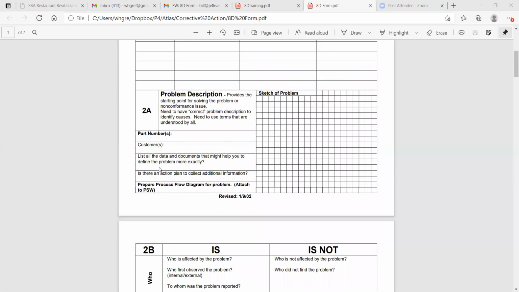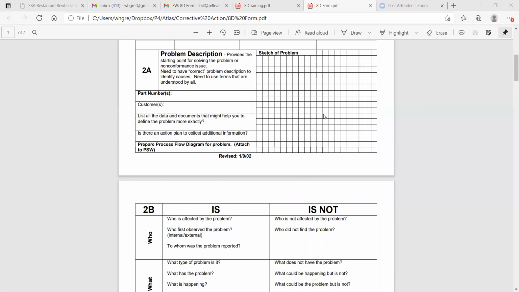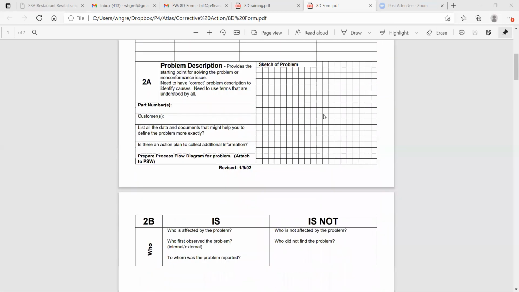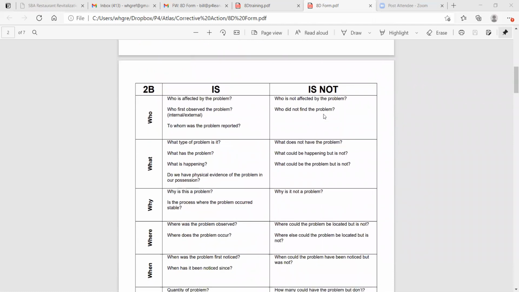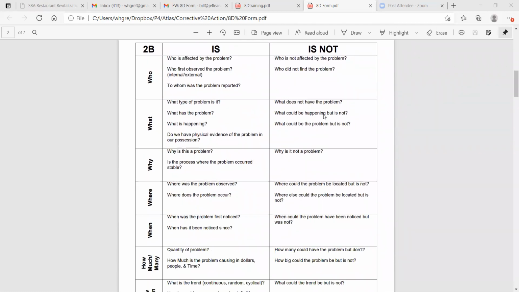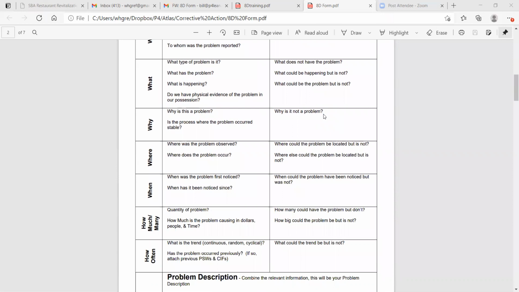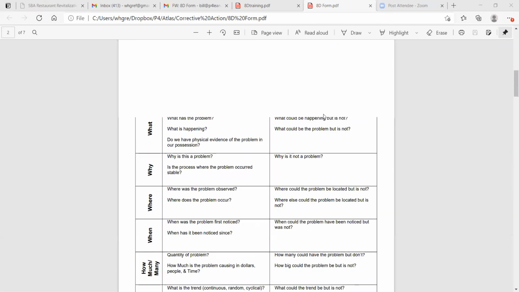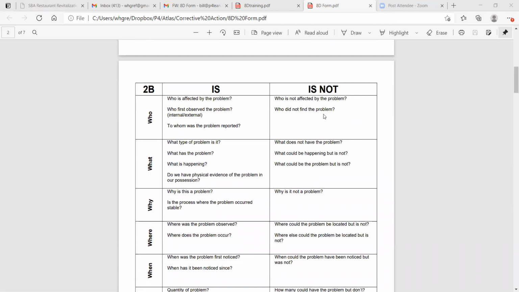And then 2A, the problem description, is with part numbers and our customers. List all the data and documents that might help you to define the problem more exactly. Is there an action plan to collect additional information? And you could actually do a sketch of the problem here also. 2B is what is and what isn't. It goes through the who, what, why, where, when, how much, how many, and how often. So it's a way to think through making sure that we have a really good problem description.